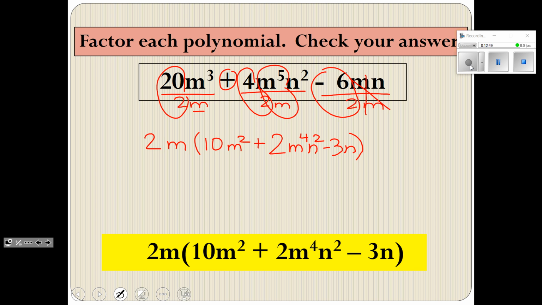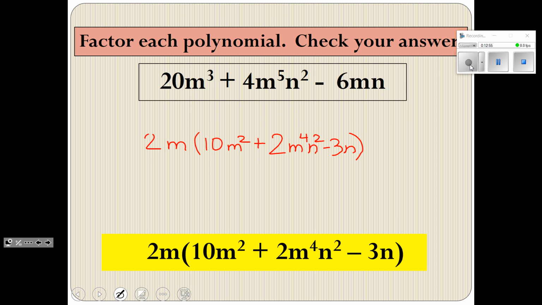Again, you could check this if you wanted to by using the distributive property, and you should go back to your original answer. So if we multiply this term times the first term, that would be 20m cubed, which checks. Multiply this term by this term would be 4m to the 5th n squared, which checks. And if we multiply this term by this term, you would have negative 6mn, and it checks. So we did it correctly.